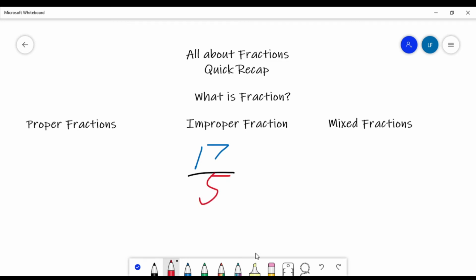Now how do you do it? Well, we've learned that in mixed fractions you multiply and add. In this you just have to divide and subtract. So let's divide 17 by 5.